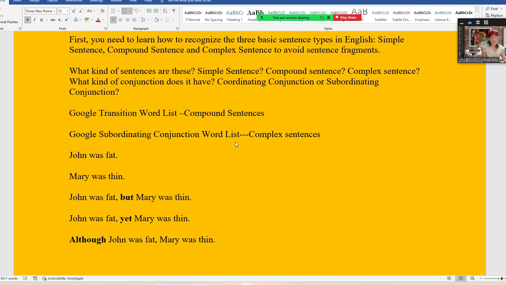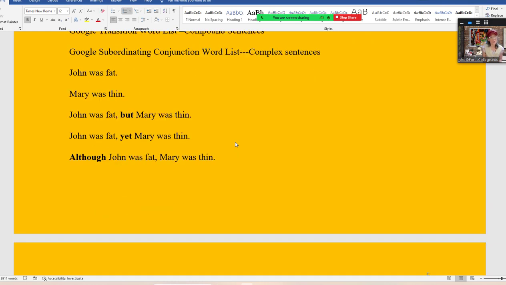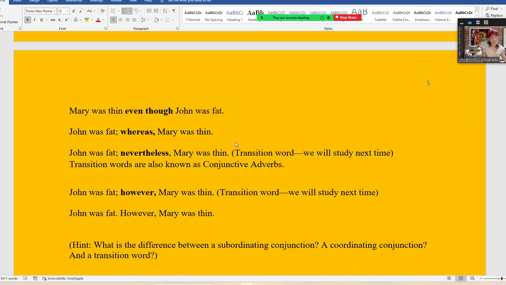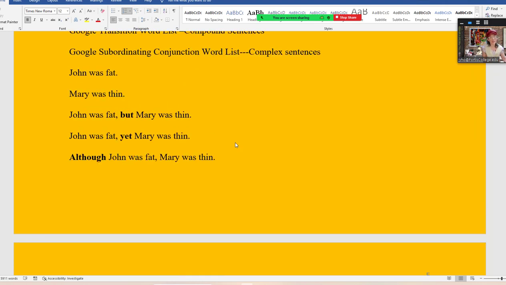So what kind of sentences are these? John was fat, Mary was thin. John was fat, but Mary was thin. John was fat, yet Mary was thin. Although John was fat, Mary was thin. Mary was thin even though John was fat. John was fat, whereas Mary was thin. John was fat, nevertheless, Mary was thin. John was fat, however, Mary was thin. So what kinds of sentences are these? Are they simple, compound, or complex?